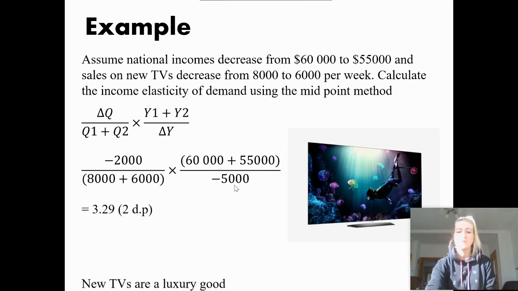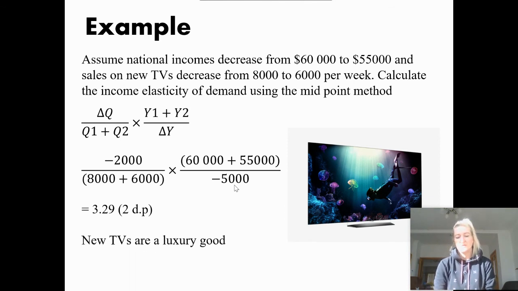Of course this is greater than 1, so new TVs must be considered a luxury good. Okay. What is important, obviously this makes sense because two negatives: this side would be a negative answer and this side would be a negative answer, two negatives times together make a positive answer. Okay, so there are our income elasticities.